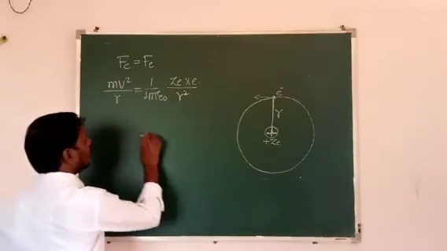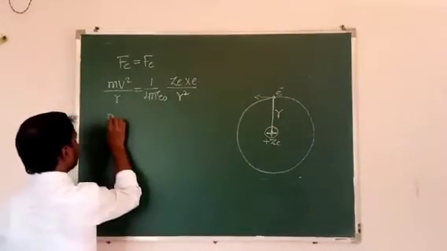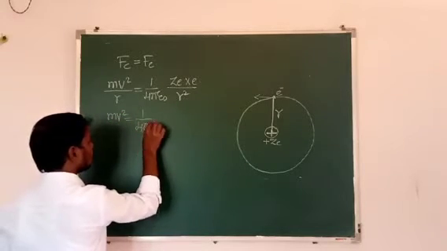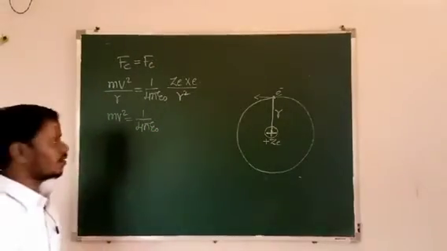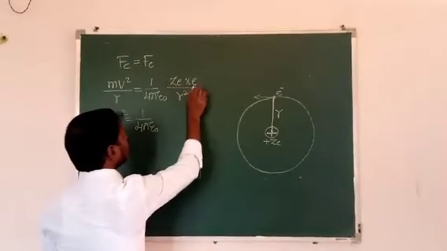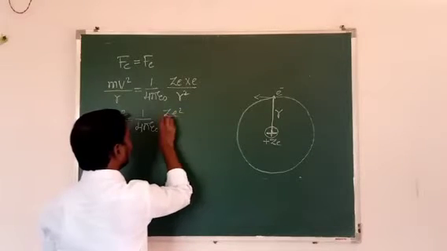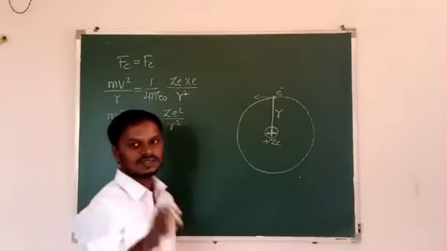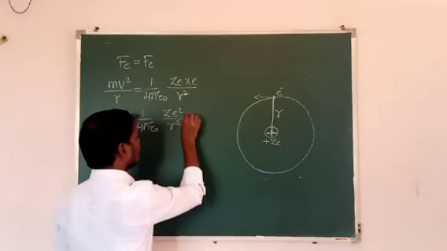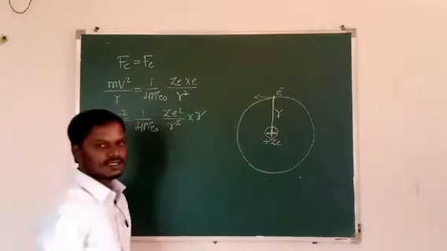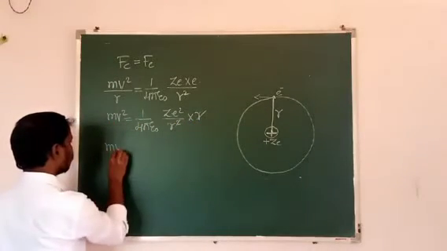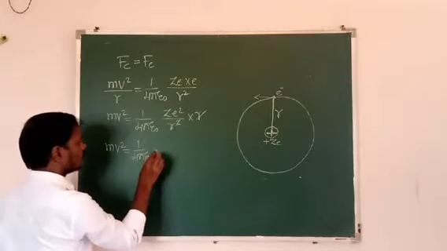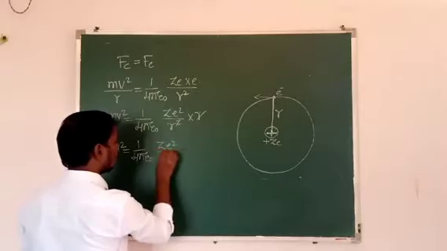Then here I will take this r to the right hand side. Then it is m v square is equal to 1 by 4 pi epsilon naught, z into e, that is e square, Z square divided by r square. Whenever we take this r to the right hand side, it comes to the numerator, then into r. Then here one r gets cancelled. Then m v square is equal to 1 by 4 pi epsilon naught Z e square divided by r.